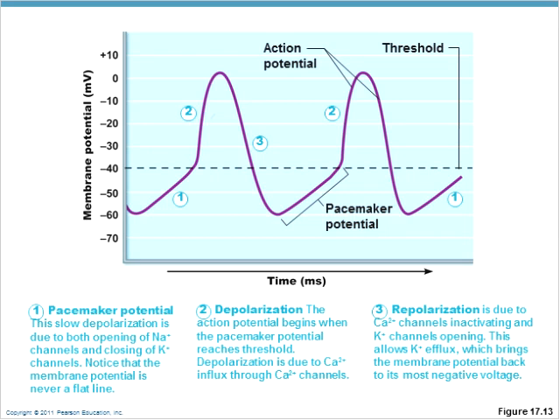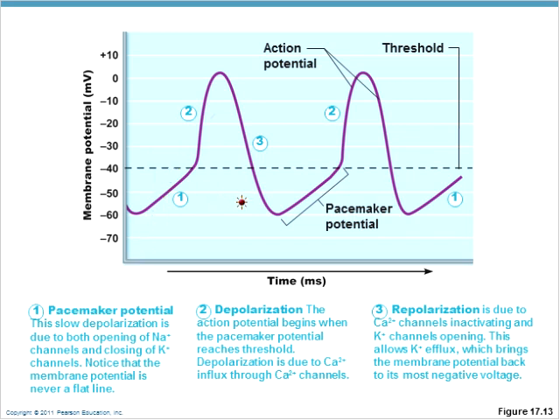So these are cells that are self-automating, self-exciting. The pacemaker potential of the cells, the slow depolarization, is due to both opening of the sodium channels and the closing of the potassium channels. Notice that the membrane potential is never a flat line, so this is what happens.